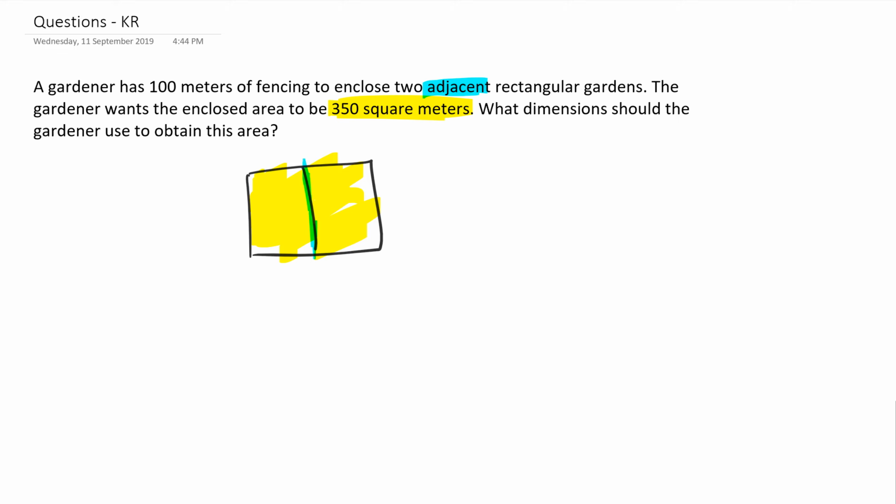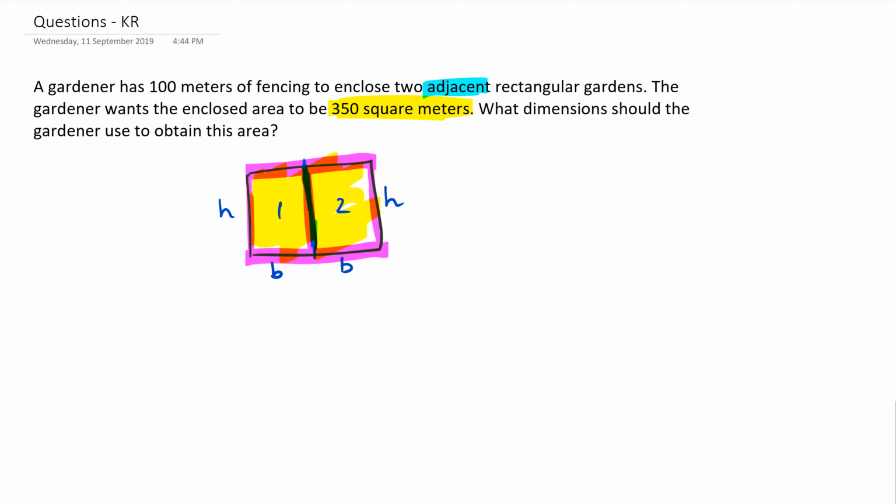Let's look at each rectangle. For rectangle 1 and 2, rectangle 1's base I'll call B, and rectangle 2's base is also B. Rectangle 1's height I'll call H, which means rectangle 2's height is also H. Remember, the 100 meters of fencing has to go here, here, here, here, and this middle part here.